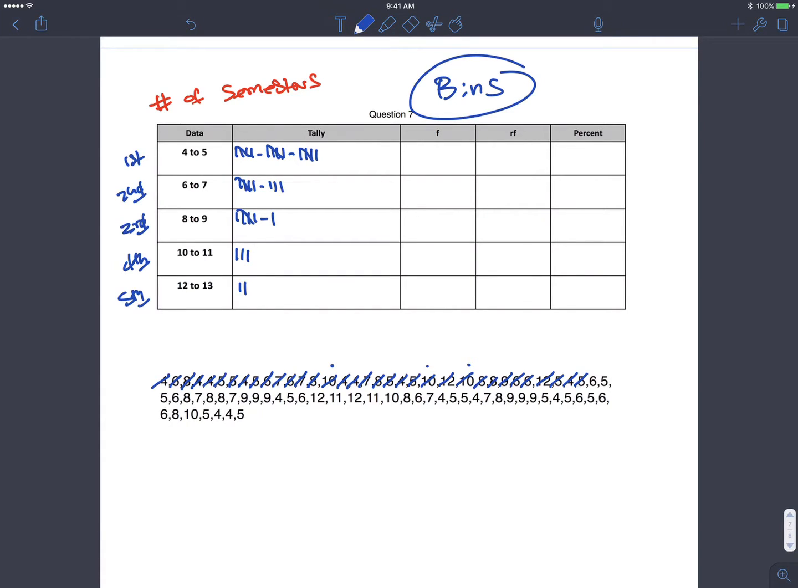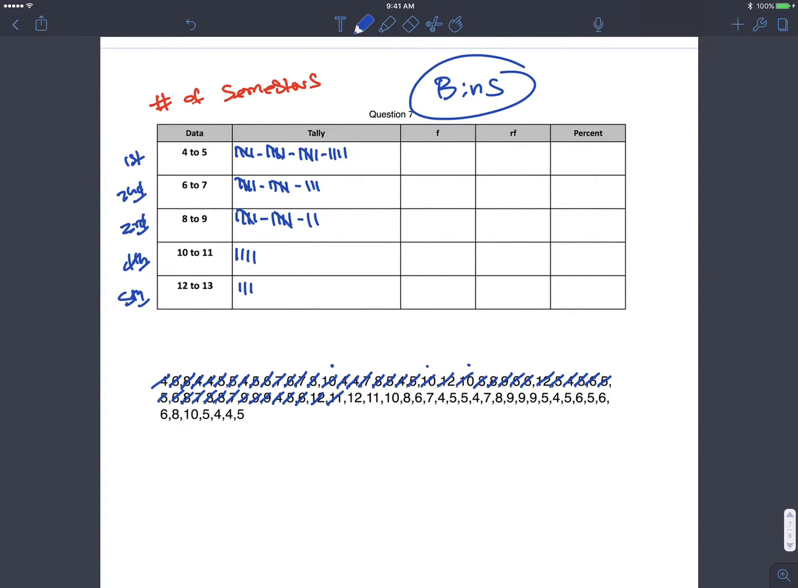And another 5. A 6. And a 5. Another 5. A 6. An 8. 7. Couple of 8s. And a 7. 3 9s. A 4 and a 5. A 6. A 12.